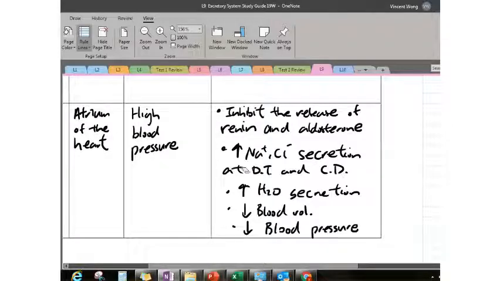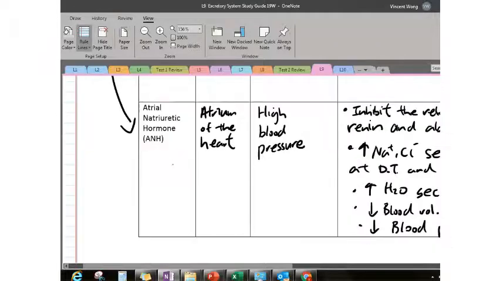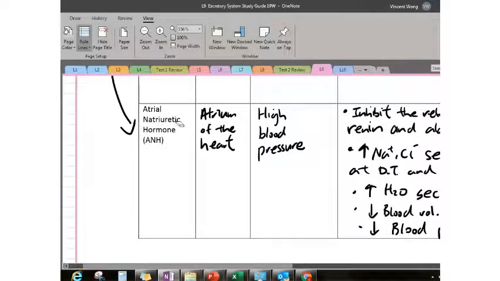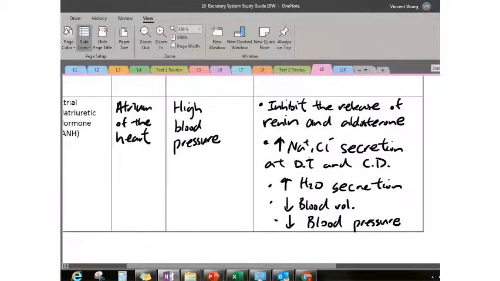Okay, so you're going to be peeing more NaCl, right? That's why this one is called natriuretic. Natri means basically sodium, Natrium, right? Na, and you're going to have more sodium in your urine. Okay, so there you have it.